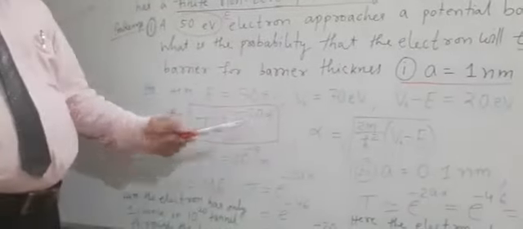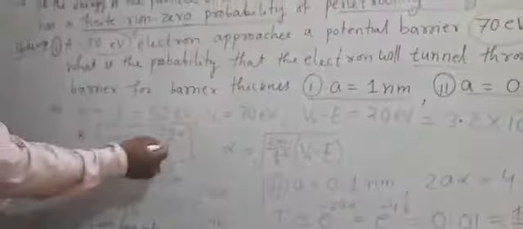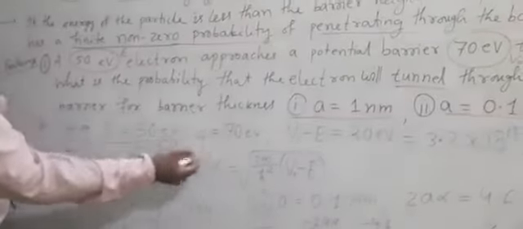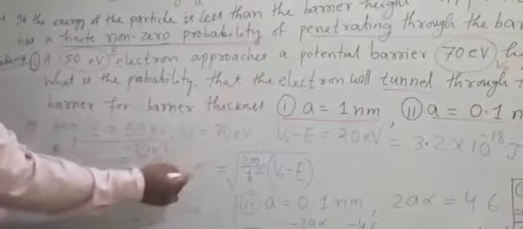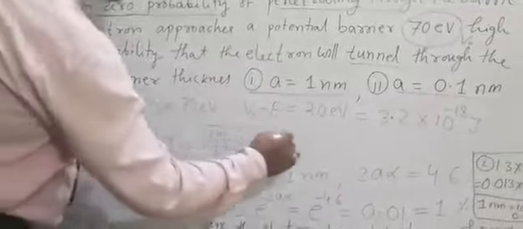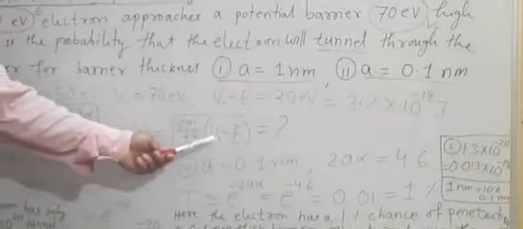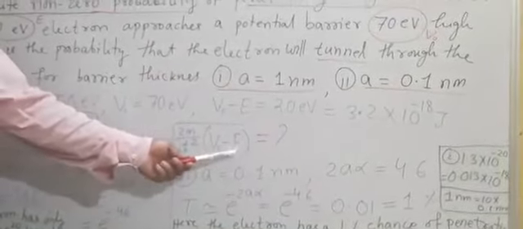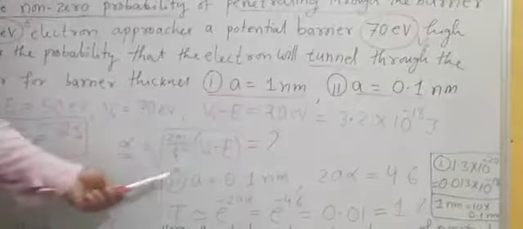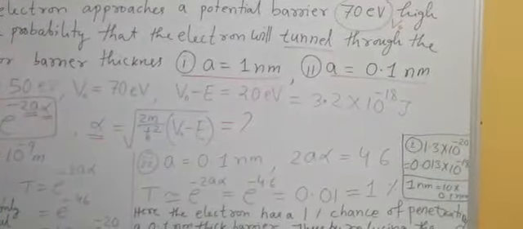There are two cases here. Alpha is common for both cases. So first find out the alpha value. m is the mass of the electron, h cross, and V naught is the barrier height, 70 eV. From this calculation you find the alpha value, and then you first consider the first case.